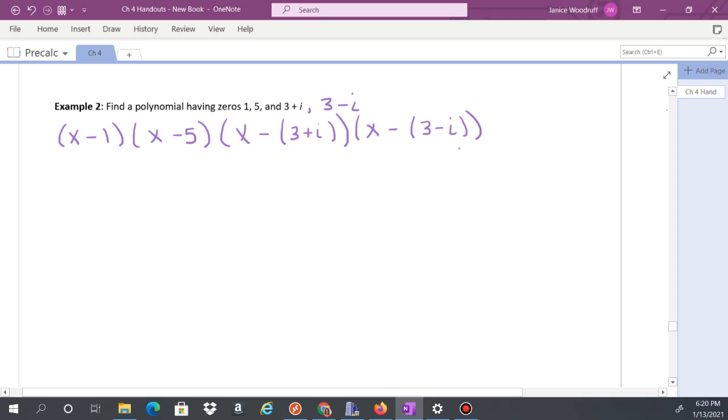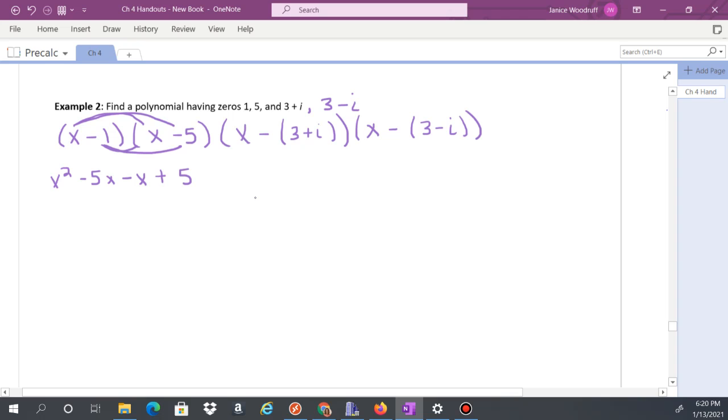Okay, and we'll get back to that. Let's first multiply out (x minus 1)(x minus 5). Here you have x times x, x squared. x times negative 5, negative 5x. Negative 1 times x, negative x. Negative 1 times negative 5, positive 5.